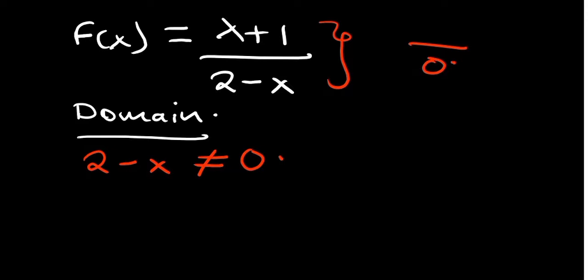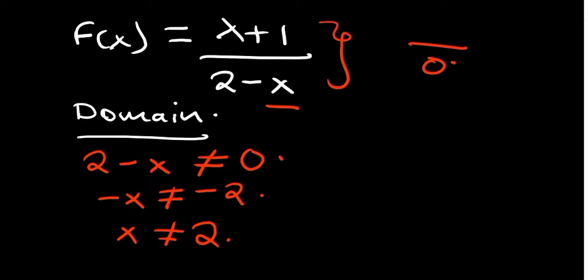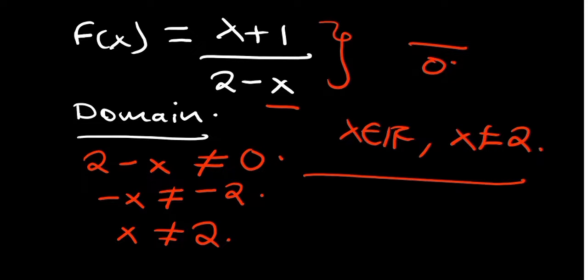So if you make x the subject, you have -x not being equal to -2. So you divide by the negative on both ends. x is actually not supposed to be equal to 2. So all the other values can work except 2, because if you put 2 where there is x, it is going to be a 0, which is going to make it undefined. So we can therefore say x is a member of the real numbers, but x should not be equal to what? Should not be equal to 2. So that's our domain for this function.